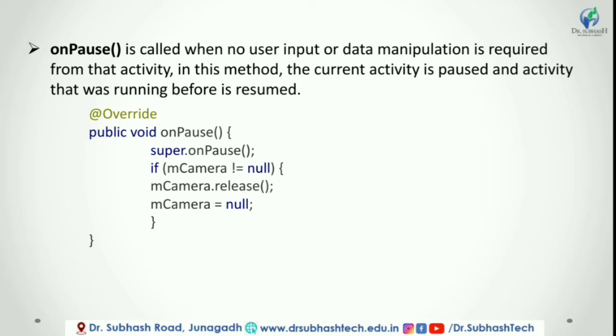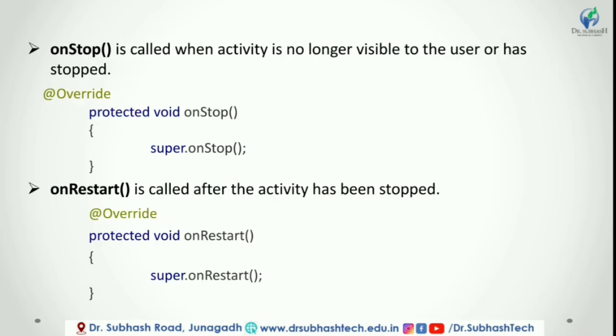After completion of onPause method execution, the next method is either onStop or onResume, depending on what happens after activity entered into pause state. Next method is onStop. The system will invoke onStop callback method when activity is no longer visible to the user. The activity will enter into stop state.